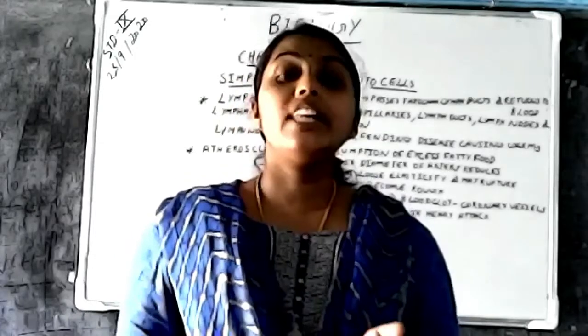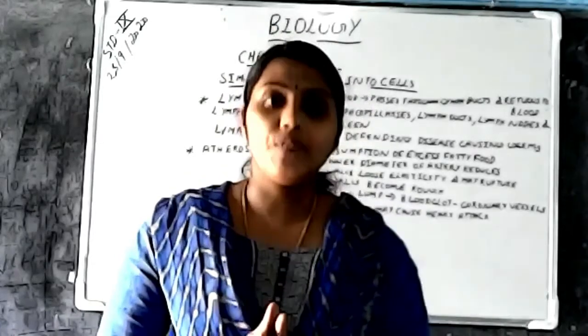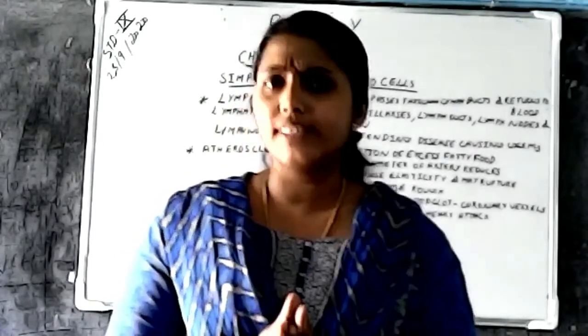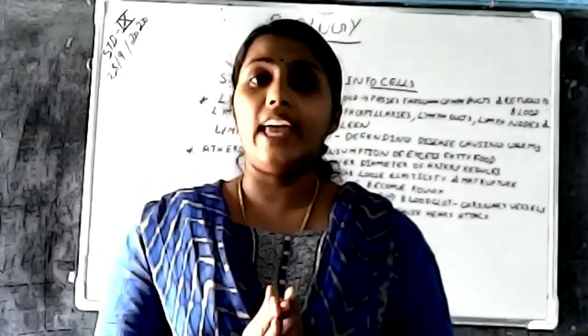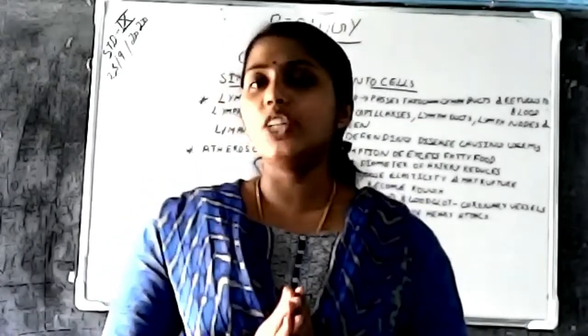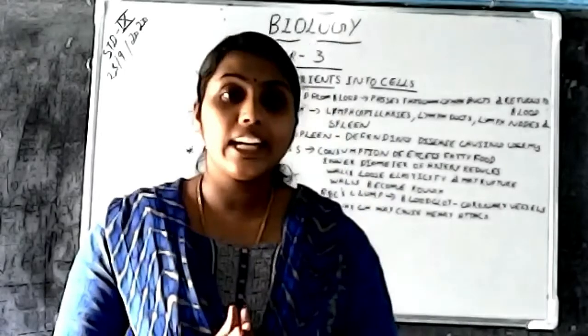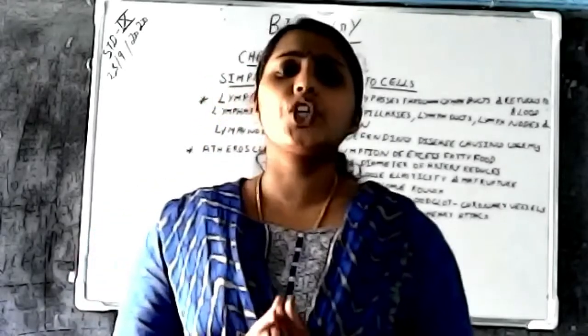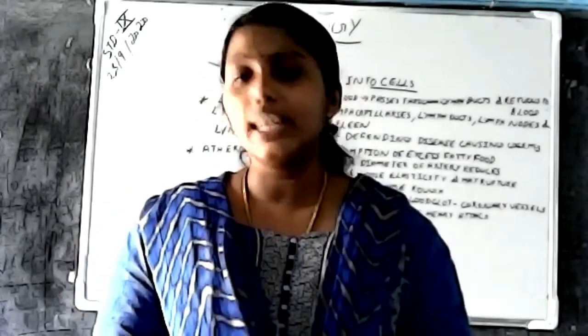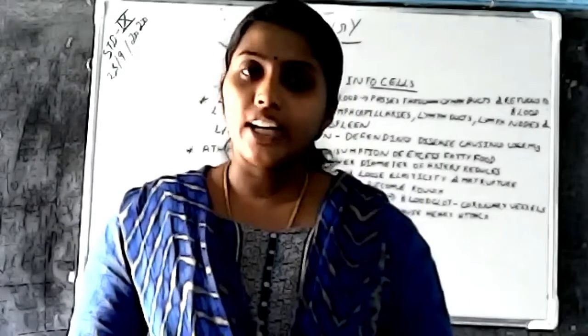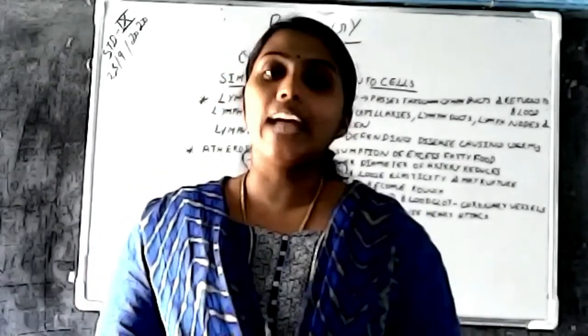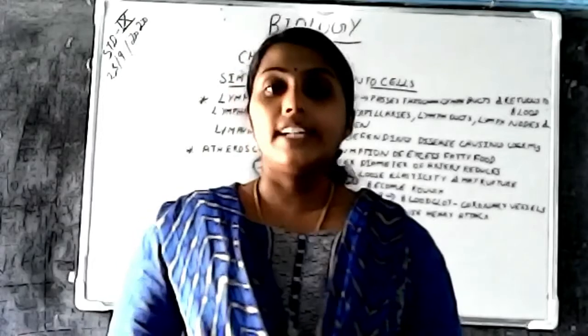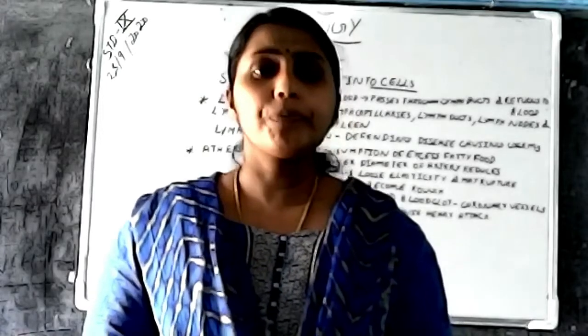When the cells in between these xylem vessels disintegrate or disappear, it looks like a long pipe. So the arrangement of the xylem vessels is like a long pipe, and the transportation of water is taking place through these xylem vessels and tracheids. Both these xylem vessels and tracheids are dead cells. Is it clear for you?